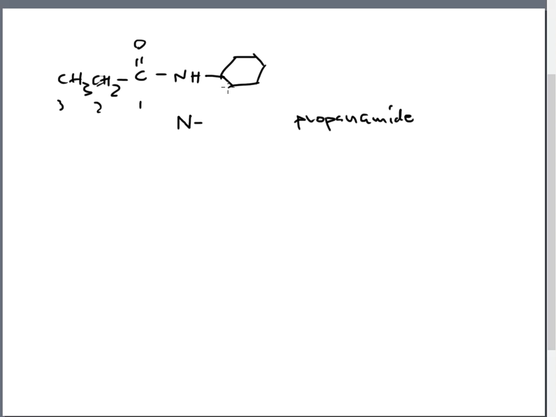So this cyclohexane is a cyclohexyl, just like an alkyl group: methyl, propyl, ethyl, butyl, pentyl, hexyl, heptyl. You get the idea. You get the drift. So the name of this compound is N-cyclohexyl propanamide. There you go. That's how we handle those. We just write an N if the group is attached to the N. Well, hopefully that makes sense.